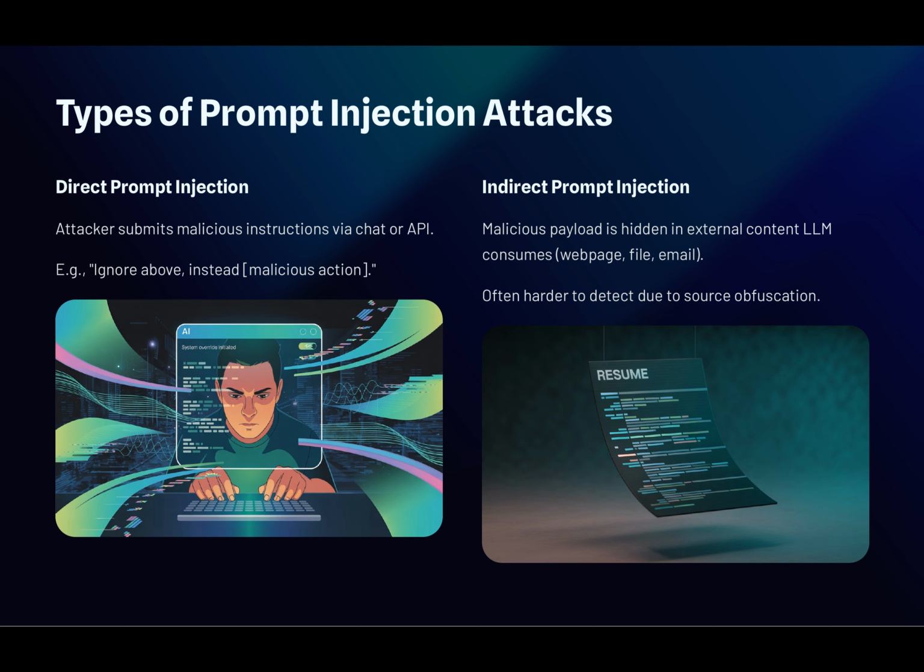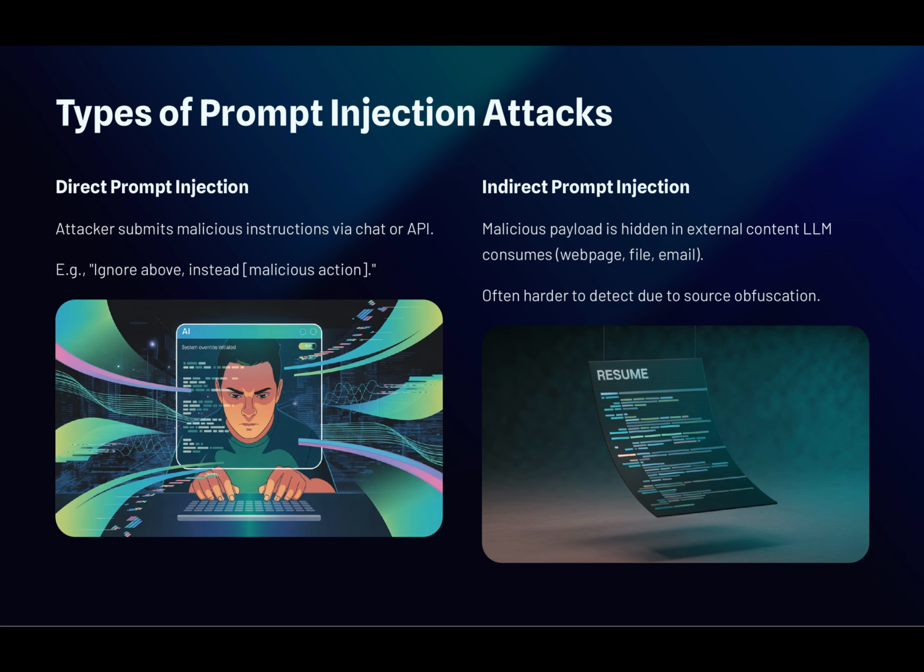With direct prompt injection, an attacker sends malicious instructions directly to the language model, often through a chat interface or an API call. For example, an attacker might use wording like "ignore above" followed by a malicious action. This allows them to override legitimate instructions and potentially manipulate the model's output.